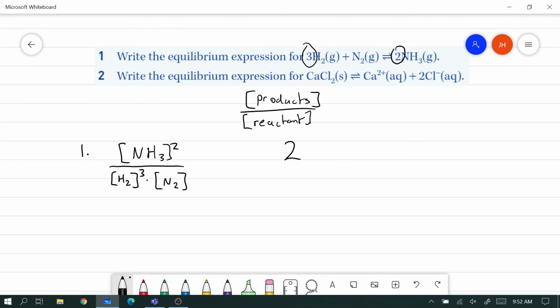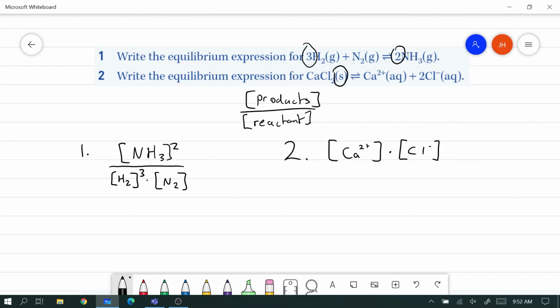In the second question, we have an equilibrium between solid calcium chloride and the ions of calcium and chlorine. So for this expression, I need to write down my products first. So that's our calcium ions being multiplied by the concentration of the chloride ions. So they're in no problems. And then we would go and put in the reactants as well.